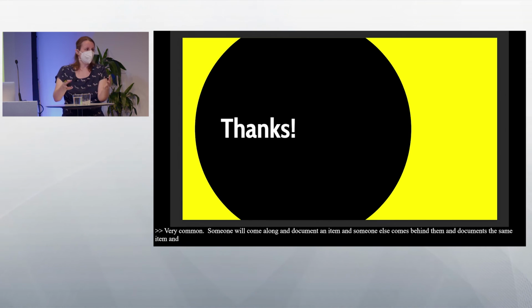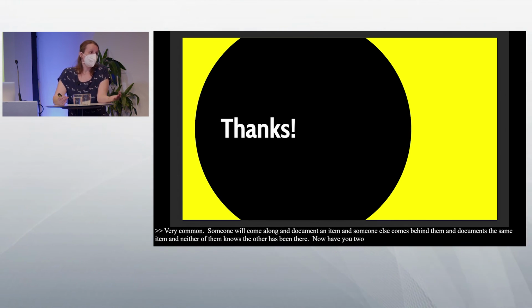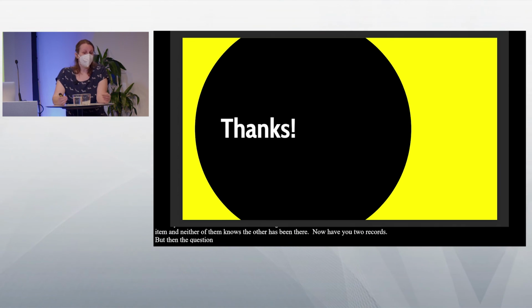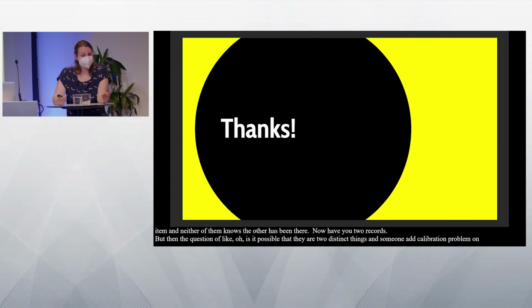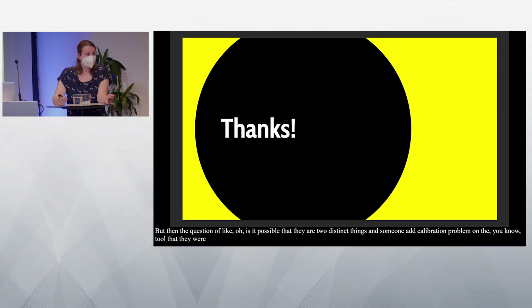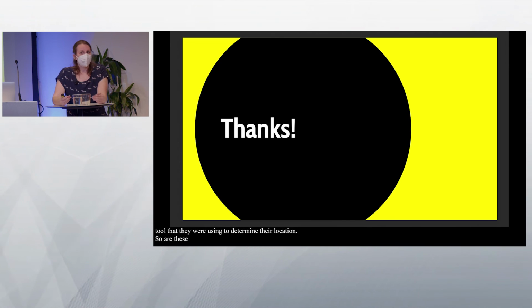So now you have two records, but then it's the question of, is it possible that they are two distinct things and someone had a calibration problem on the tool that they were using to determine their location? So are these things truly in the same location, or is one in a different spot?